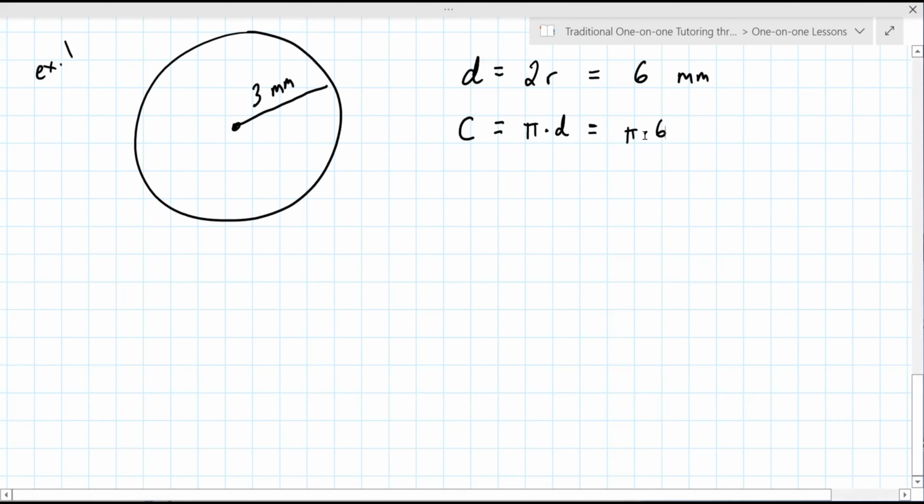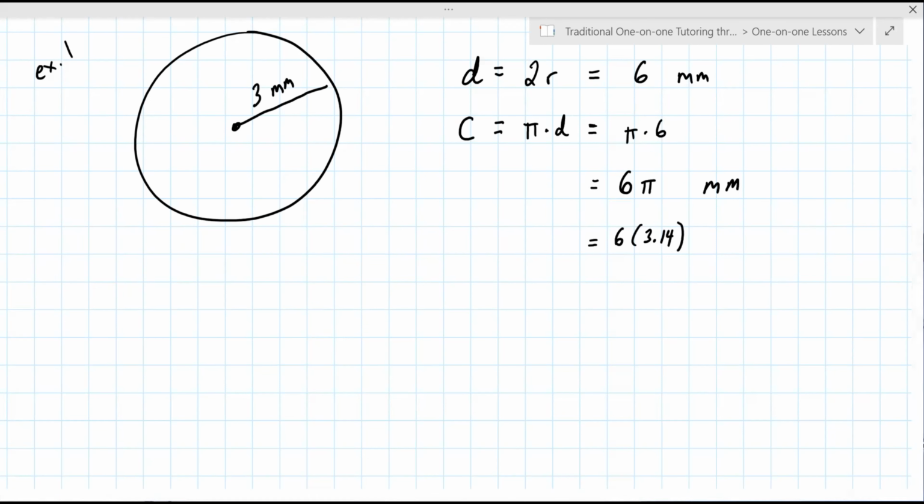Now, if you're seeing my screen, the pi is before the 6, but the preferred way to write it is to write the number before the pi. So you would want to present your answer as 6 times pi and then millimeters. You follow that? The number has to come before the pi. Now, do you have a calculator with you today? Yes. You said pi is 3.14. So I want you to multiply 6 times 3.14.